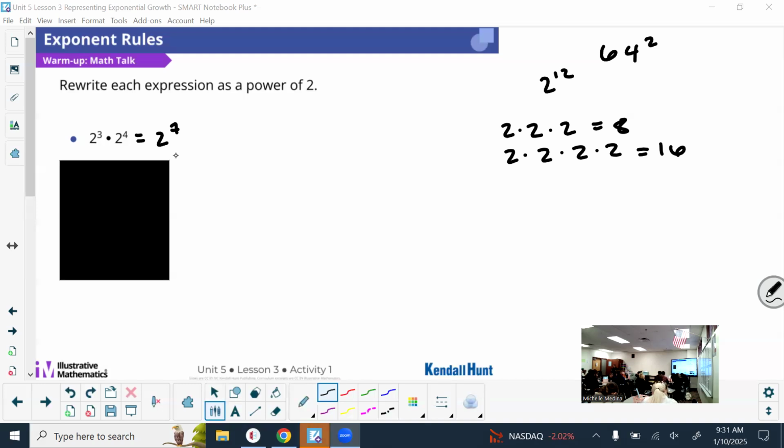Macy, how'd you get that? Which is correct. If you have the same base, like the bigger number, they're both 2s, if you have them being multiplied together, you could just add.